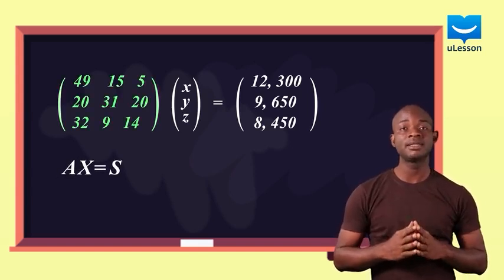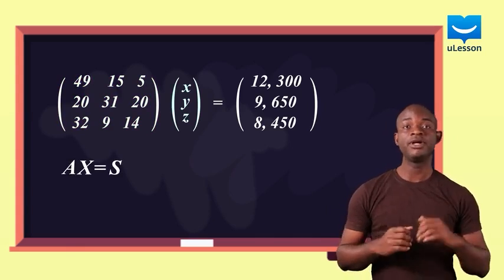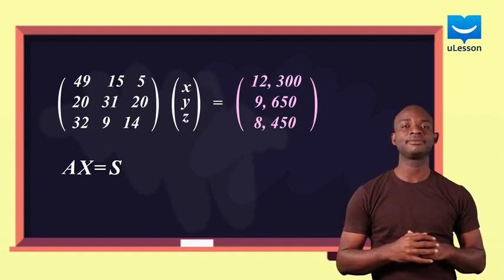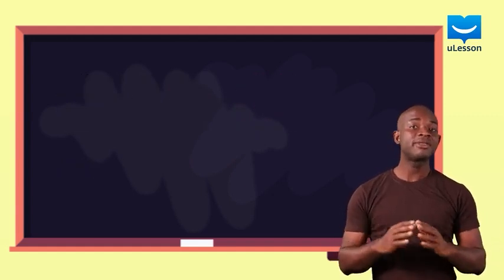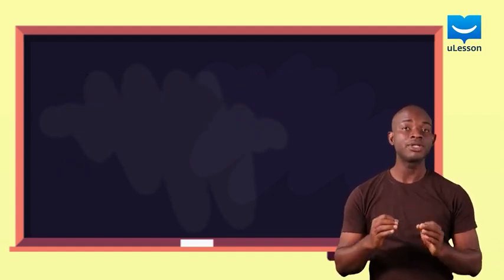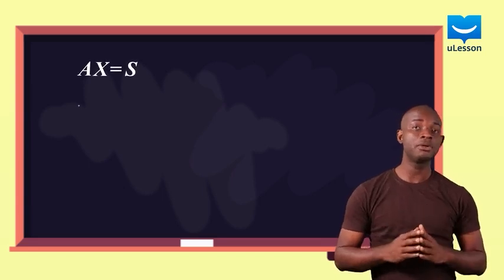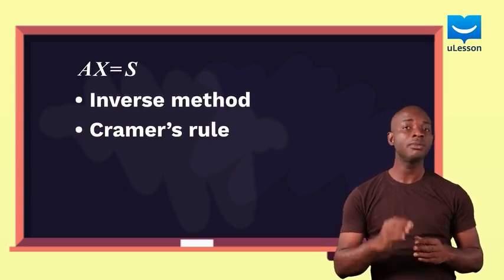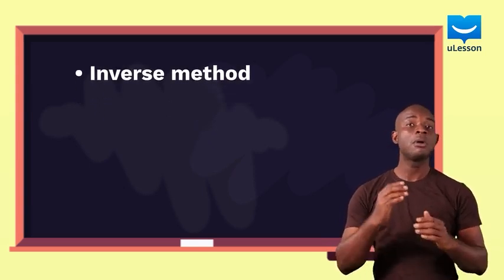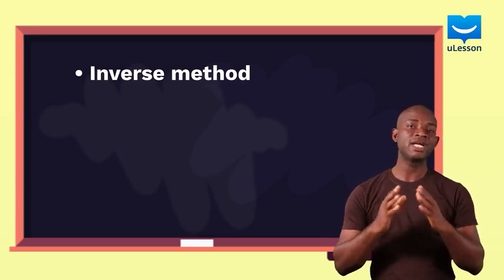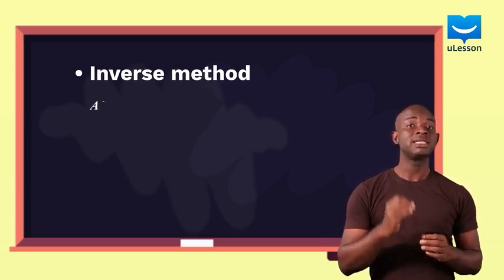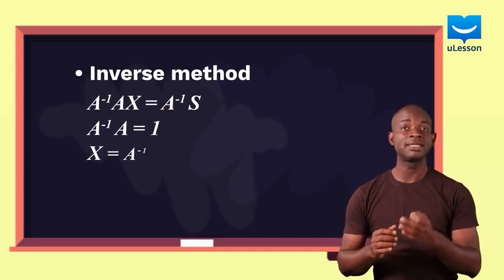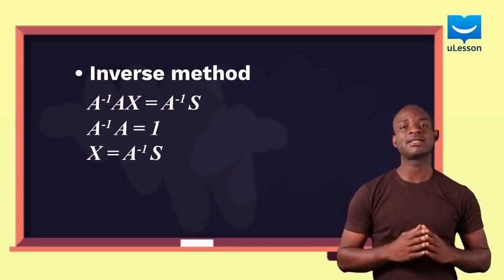matrix of the coefficients, X is the matrix of the variables, while S is the matrix of the numbers on the right-hand side. Now, there are various methods of solving simultaneous equations using matrices, and they include the inverse method, the Cramer's rule, and so on. The inverse method simply involves multiplying both sides by the inverse of A. As we know that A times A inverse gives the identity matrix, therefore X equals A inverse times S.